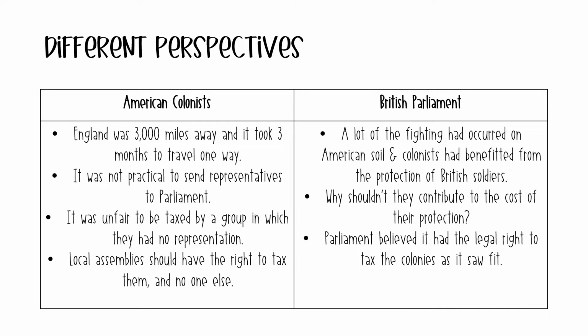For the American colonies, England was 3,000 miles away, and it took 3 months to travel one way. It was not practical to send representatives to Parliament, and it was unfair to be taxed by a group in which they had no representation or say. They believed that local assemblies, not Parliament, should have the right to tax them, and no one else.